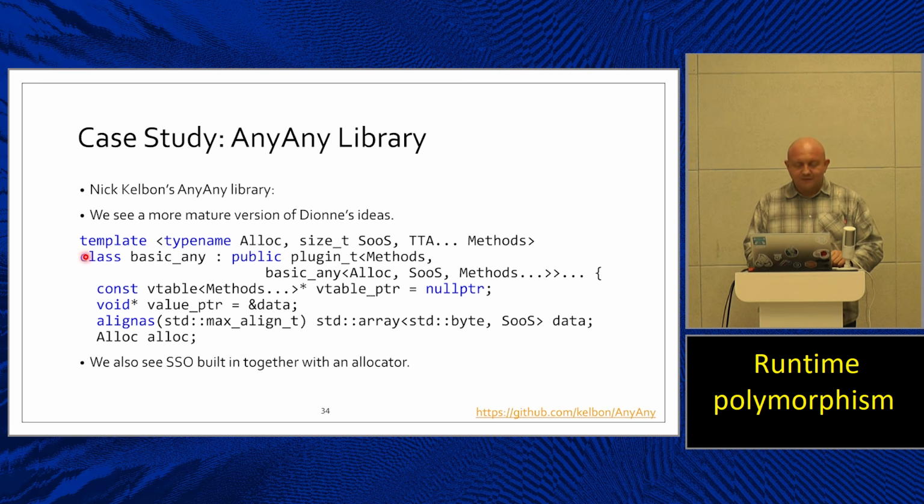And it generalizes the ideas. Basic any is parameterized by an allocator, a small object buffer size, and a list of methods that define the runtime interface. Internally, it stores a pointer to a table, a pointer to the value, a small buffer for SSO, and the allocator. So we get type erasure, small object optimizations, allocator support, and customizable method sets. In other words, a production-grade version of the simple drawable sketch.